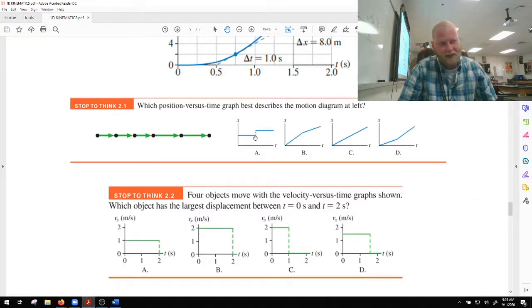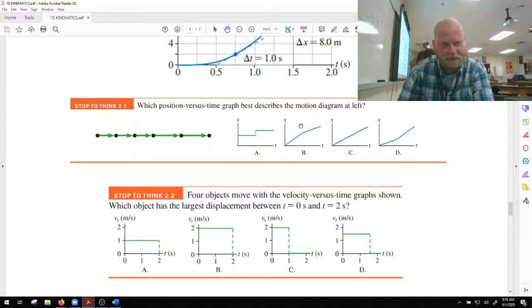Now we can throw this out because what does this graph tell us? Well, it tells us that the object is stationary up until this point of time, and then it teleports to a new location and is stationary there. So we can throw that guy out.